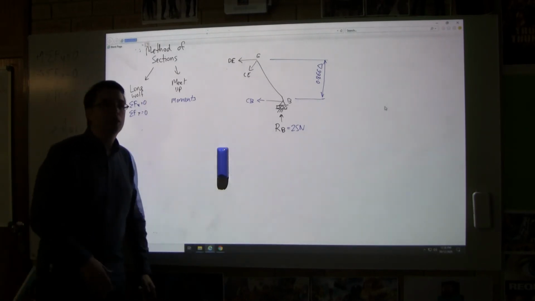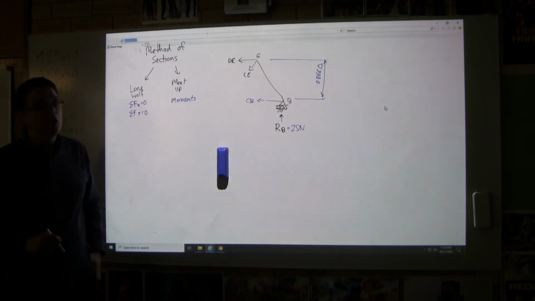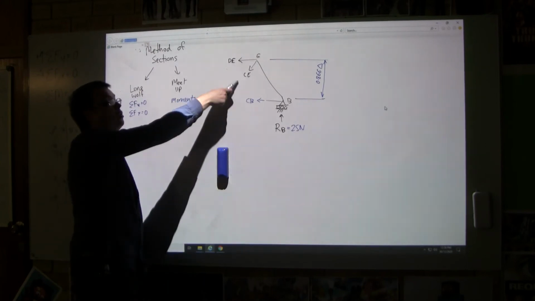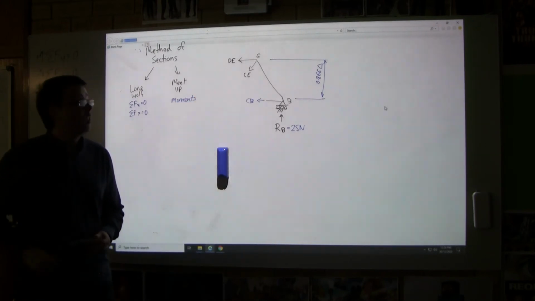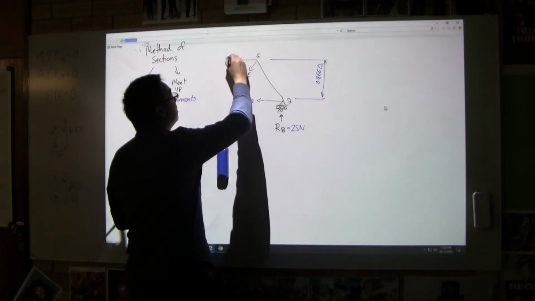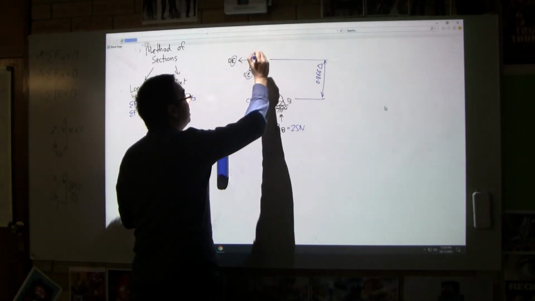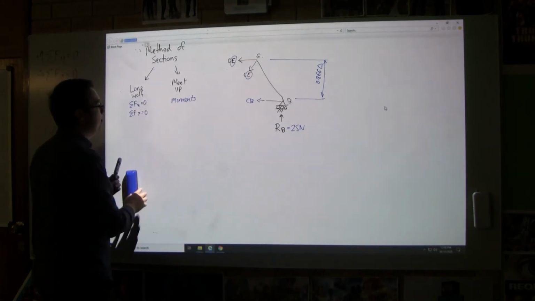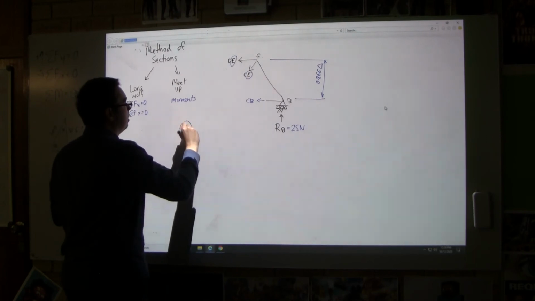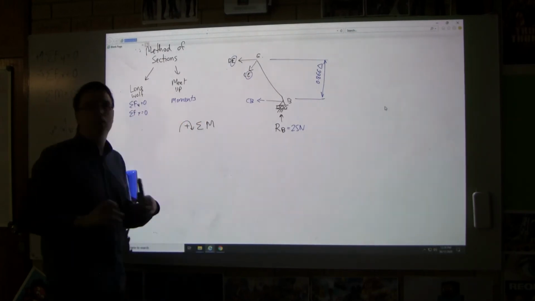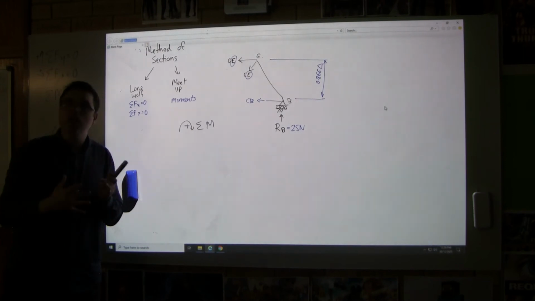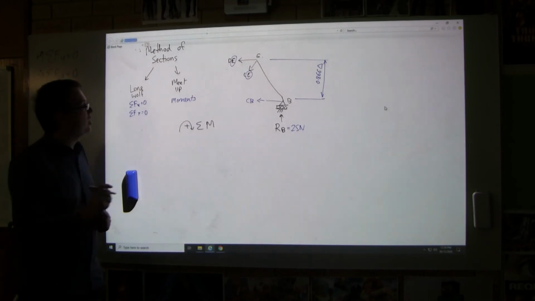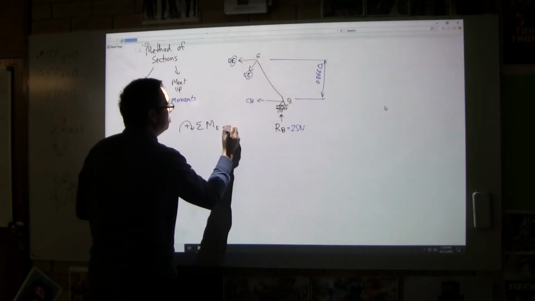Okay, so to use the meetup method, we have to take moments about a location, and that location will be where our unknowns meet. So we have two unknowns. Where do they meet? They both meet at E. See how they both have E in their name? They all meet at E. So what we can do here is we can say the sum of all moments. Now, you can say we're only looking at the left-hand side, and that's okay, because if we looked at the right-hand side, we'd get exactly the same forces, so everything balances. The sum of the moments about E equals 0.